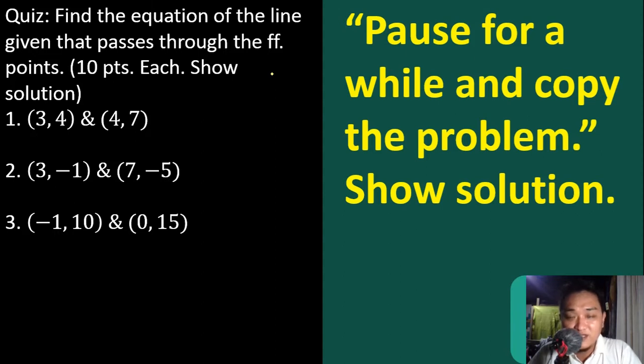Now, I'm going to leave an exercise for you. This will serve as your home quiz. I want you to identify the equation of the line from the following points. I want you to identify the equation of the line that passes through these points.